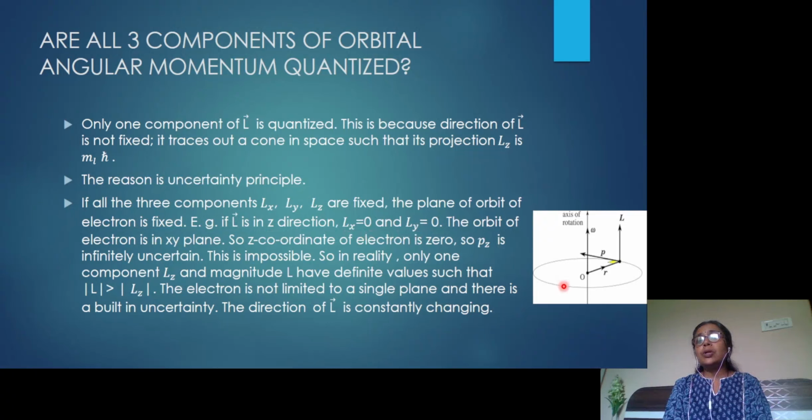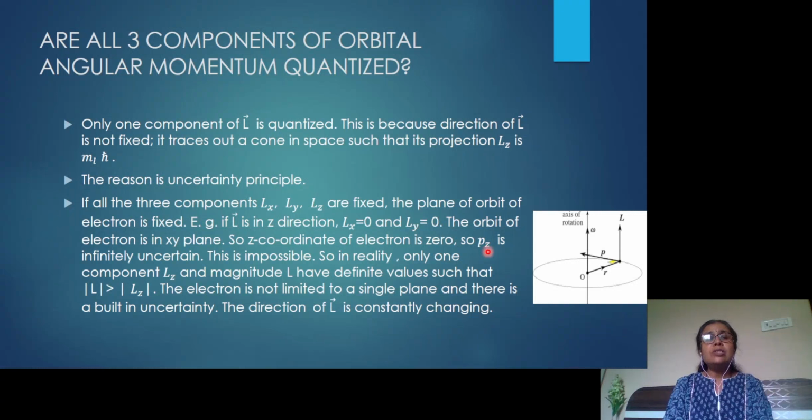Okay, this is shown in this particular diagram. See, L bar vector is along z axis. So the orbit of the electron is in the xy plane. The z coordinate of the electron will be 0 because the electron is moving in xy plane, and so pz, that is the corresponding linear momentum, will also be infinitely uncertain. If the z coordinate of the electron is 0, this will make delta pz infinite.